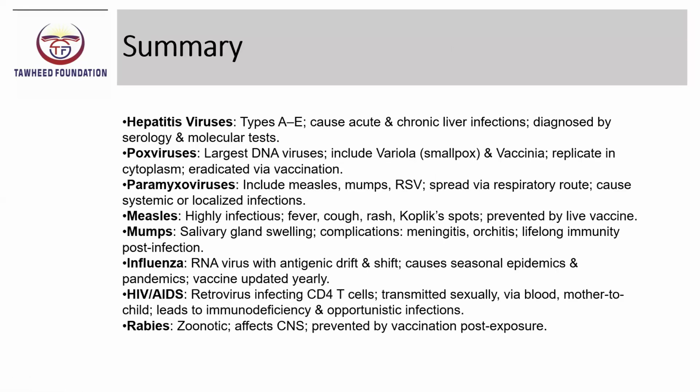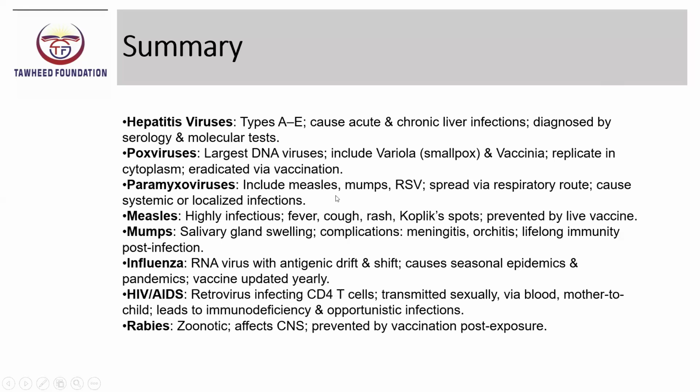So, summary: we studied about 8 viruses. Hepatitis viruses, type A to E, but we only studied in depth A and B, which cause acute and chronic liver infections diagnosed by serology and molecular tests. Pox viruses are the largest DNA viruses, which include variola, that is smallpox, and vaccinia; they replicate in the cytoplasm and were eradicated via vaccination.